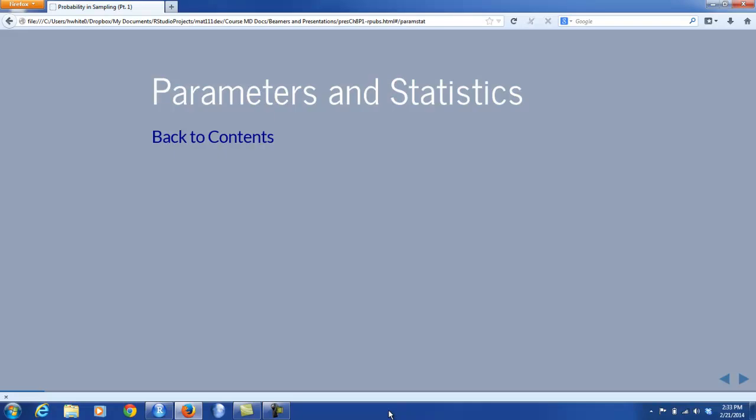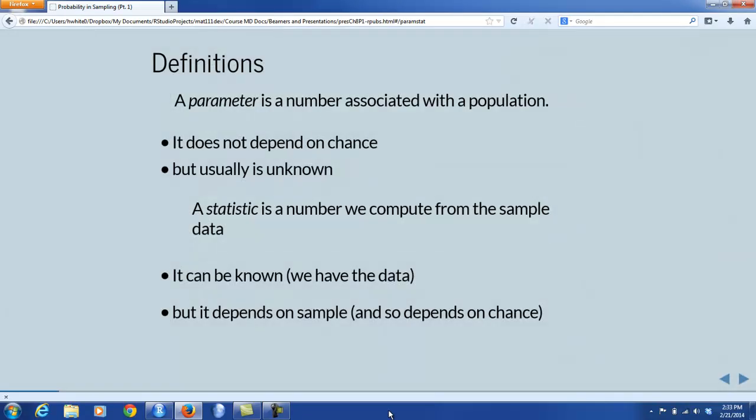So, a reminder of the distinction between parameters and statistics. A parameter is a number associated with a population. We think of the population as fixed. We also think of it at some fixed time, so that the measurements of the variables on the population are fixed numbers. That makes the parameter that depends on those measurements fixed. It won't depend on chance.